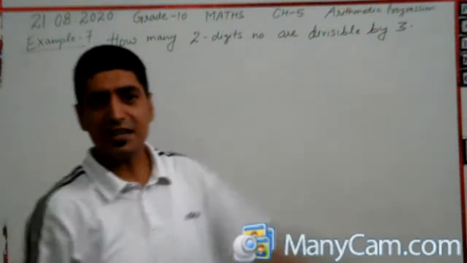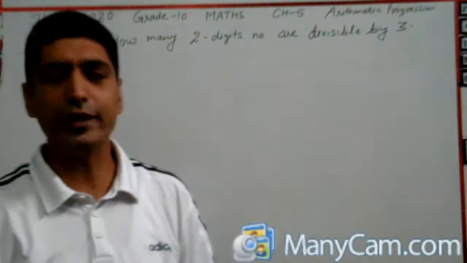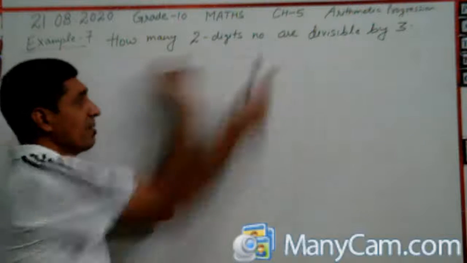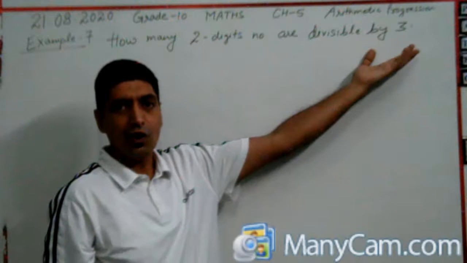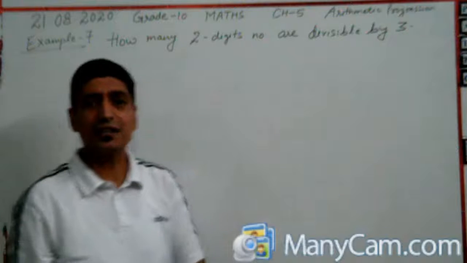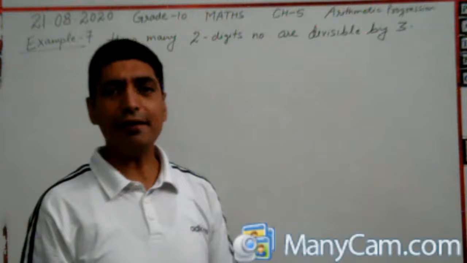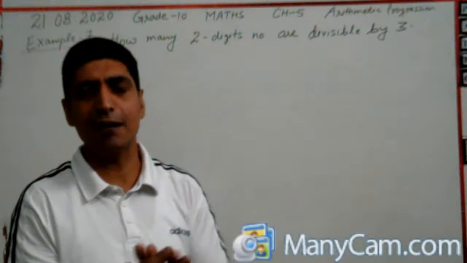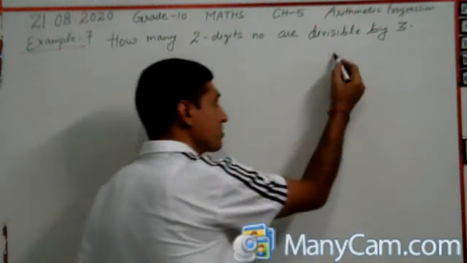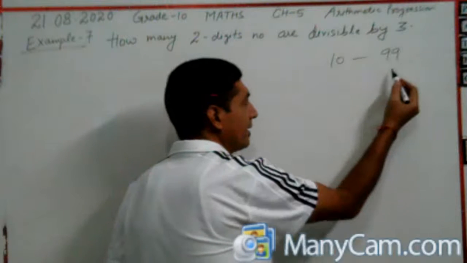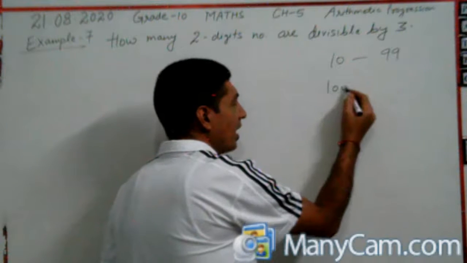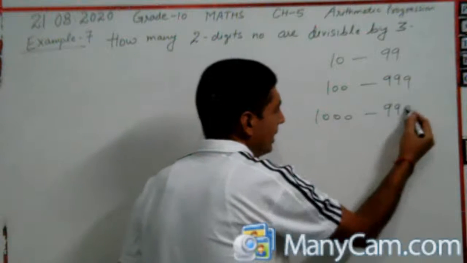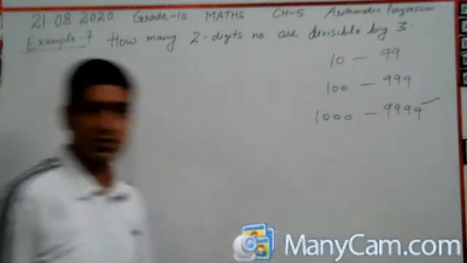How many numbers are divisible by 5, 7, 11, whatever? And the question can be, how many 3-digit numbers are divisible by 3? Or how many 3-digit numbers are divisible by 7 or 11? So it is a beautiful question, and most of the time it can come in the exam also. We know 2-digit numbers start from 10 to 99, 3-digit numbers 100 to 999, so on.